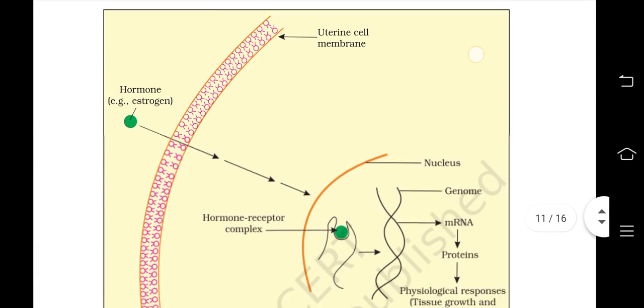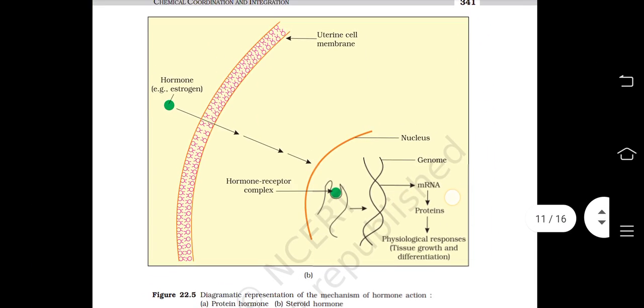The second diagram we are looking at is steroid hormone type, which is an intracellular receptor type, and the example here is estrogen, which is entering the uterine cell membrane and then getting into the nucleus, where a hormone-receptor complex is formed, which transcribes the mRNA, and then mRNA forms a protein with the translation, and then shows the physiological responses, tissue growth and differentiation. So here we end the second part of chapter 22, chemical coordination and integration.